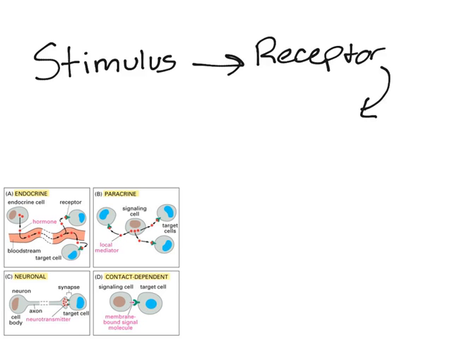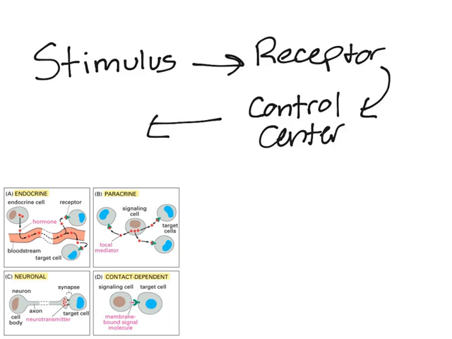And then it sends it to the control center, usually the brain, and the control center then sends another signal to an effector, either the muscles or whatever, to produce a response. And so there are different types of signals that could be sent between cells. There are three major types that we will discuss: endocrine, paracrine, and autocrine.